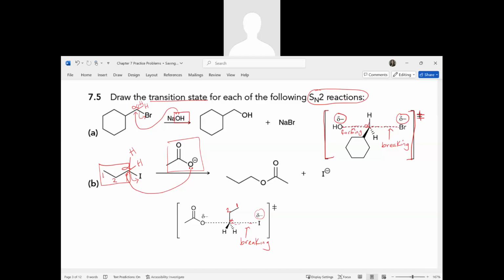And then we have our acetate, our nucleophile, over here with the bond forming between the oxygen and that alpha carbon. Once again, that delta negative sign should appear. We enclose this with brackets, and we draw our double dagger to show that this is a transition state.